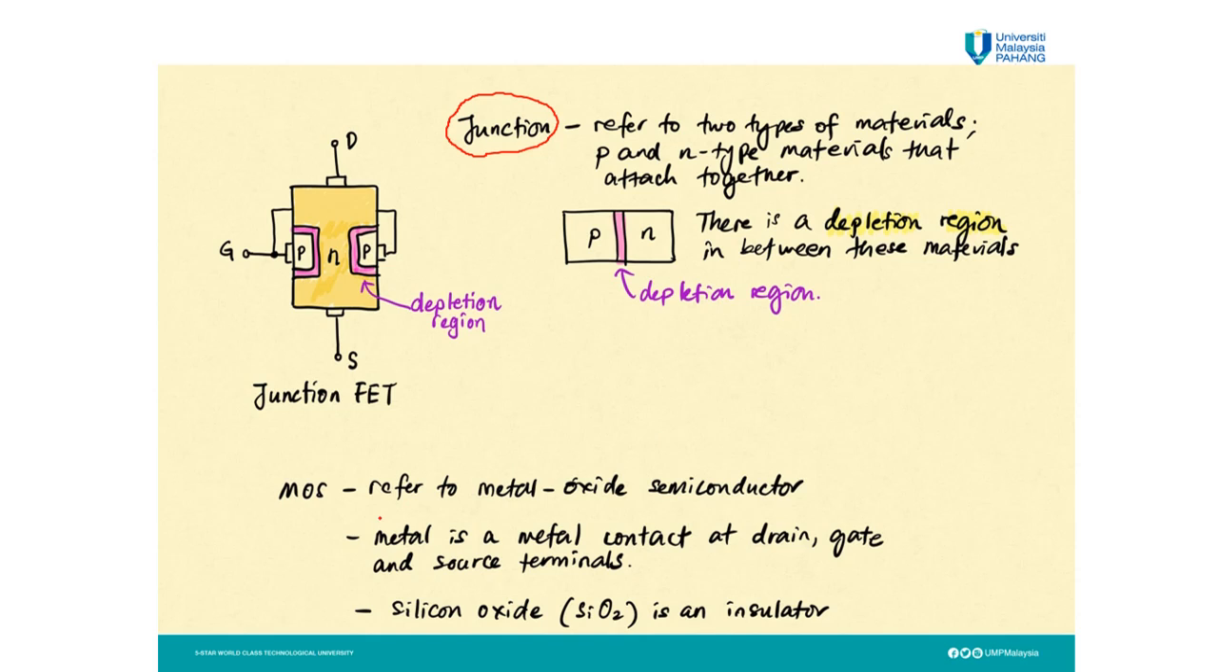Now we go for the meaning of the MOSFET. So what is MOS actually? MOS refers to metal oxide semiconductor, where the metal is the metal contact at the drain, gate, and source terminals. Then the oxide semiconductor is the silicon oxide, which is an insulator in the transistor.